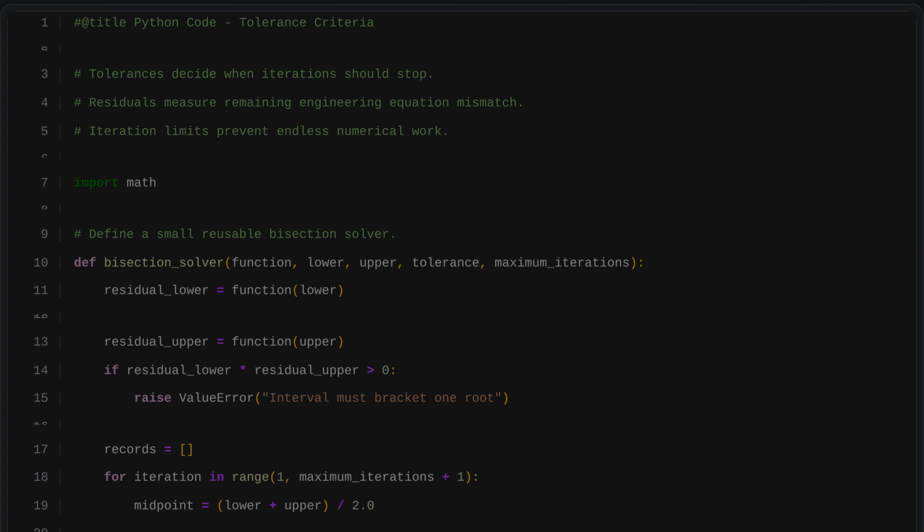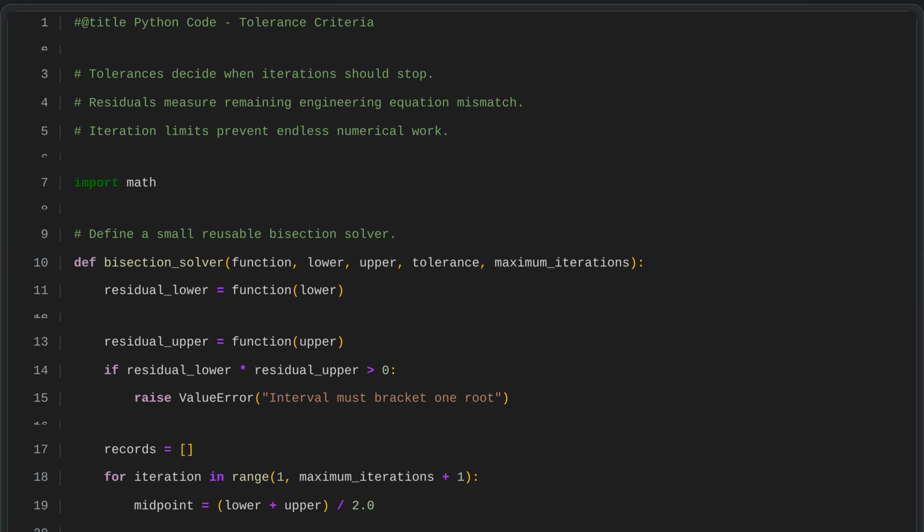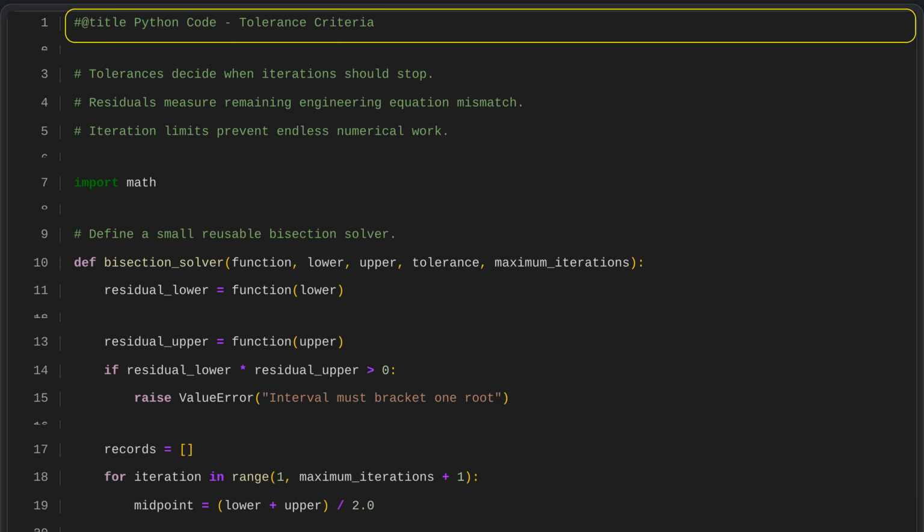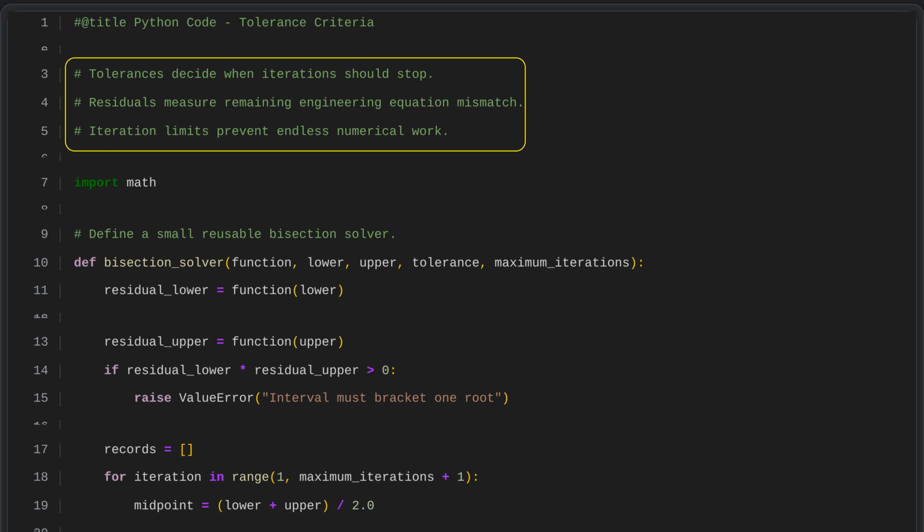Python code. Tolerance criteria. Tolerances define when an iterative process is accurate enough to stop, while residuals show how much mismatch remains in the engineering equations. Iteration limits add a safety stop to prevent numerical work from continuing endlessly.